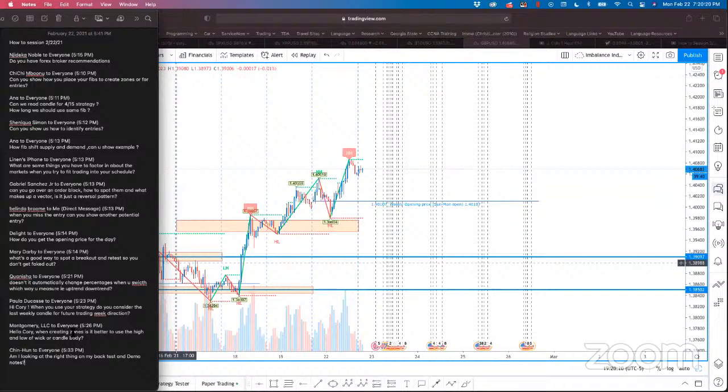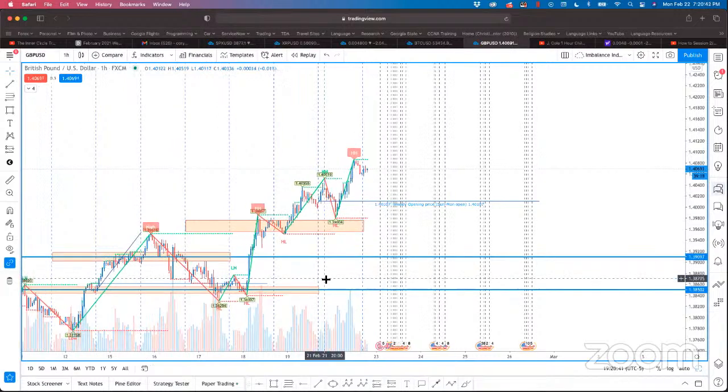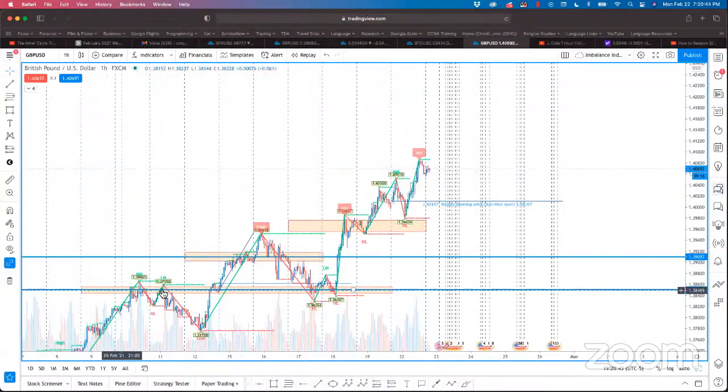Tree asked, when creating zones, is it better to use the high and low of the wick or the candle body? It just kind of depends. I go back and forth. I just look for where I see the most touches. So where I see the most touches, sometimes it's a wick, but sometimes it's a body. So it just kind of depends, right?